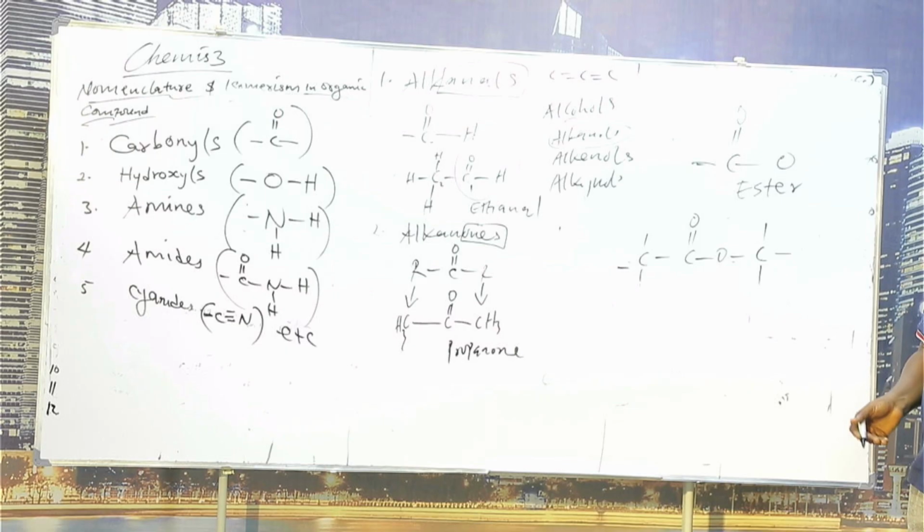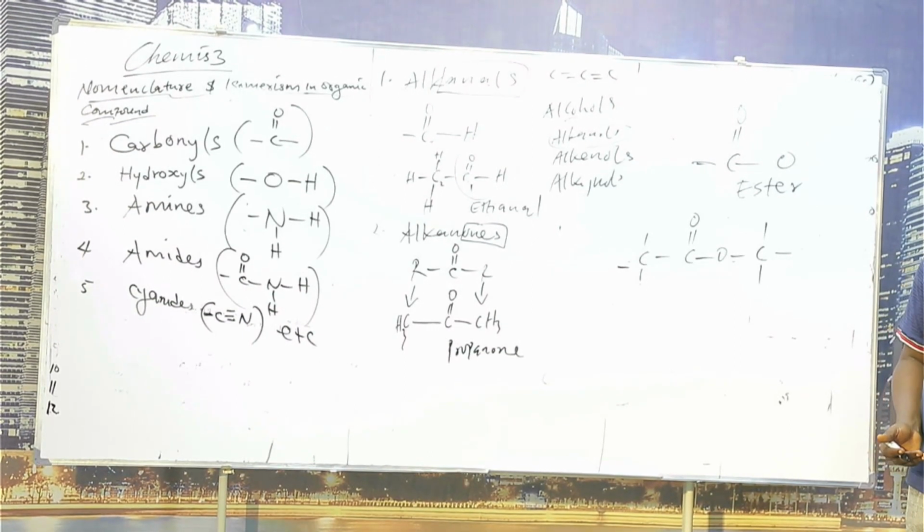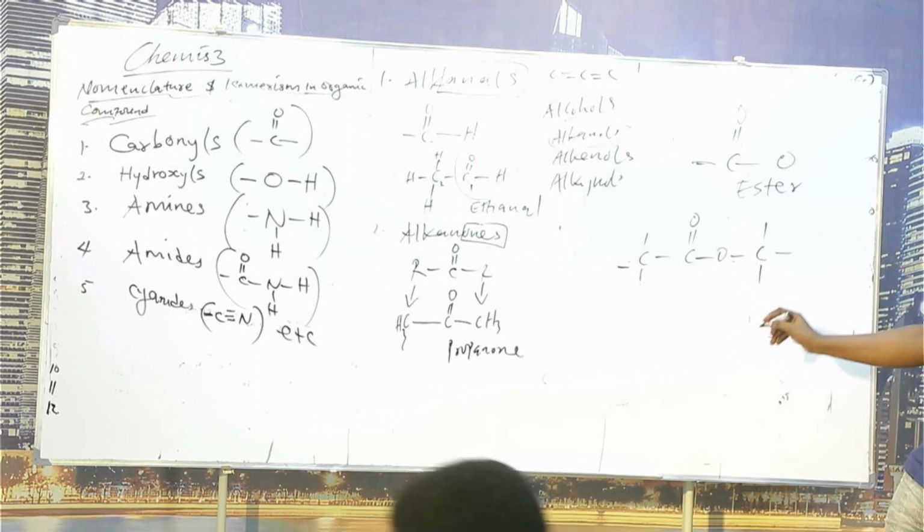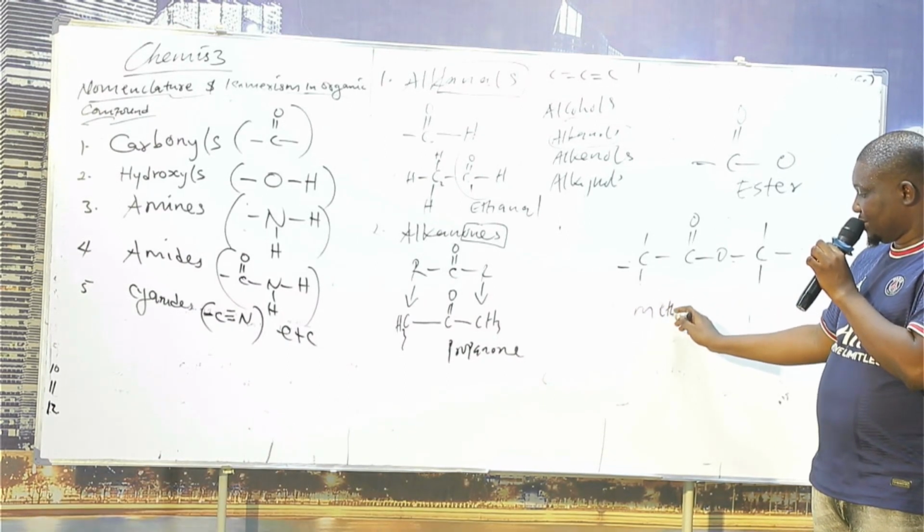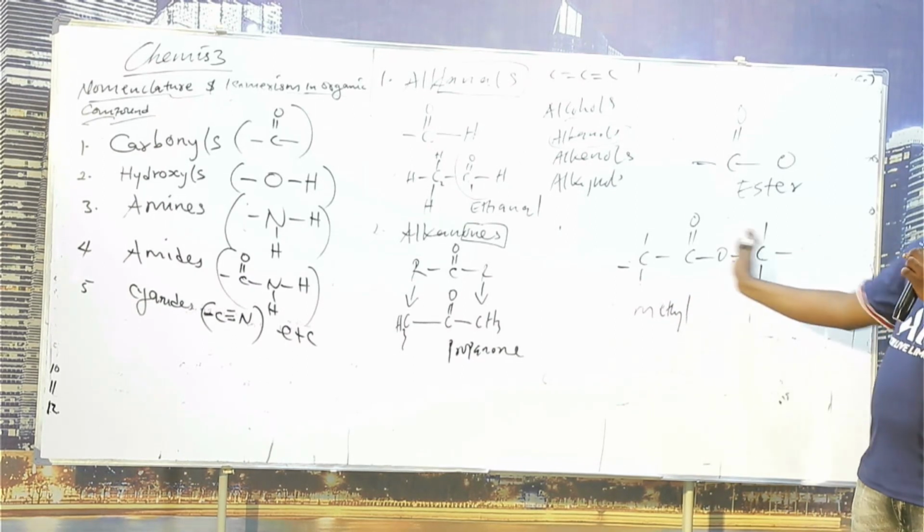In an ester, the functional group is at the middle. You have an alkyl here and another alkyl here. Name this starting from the alkyl positioned on the right hand side. The right hand is this one. So this is methyl. You say methyl. Then you go back.